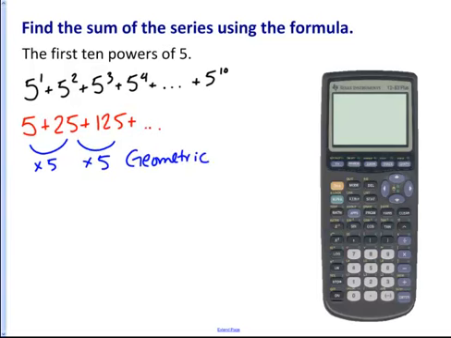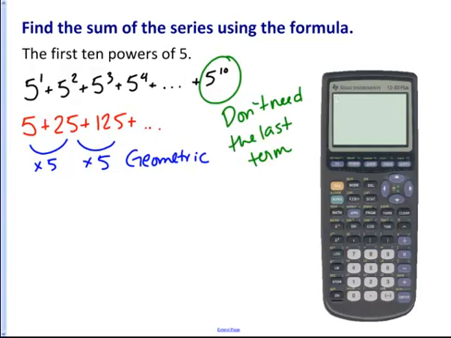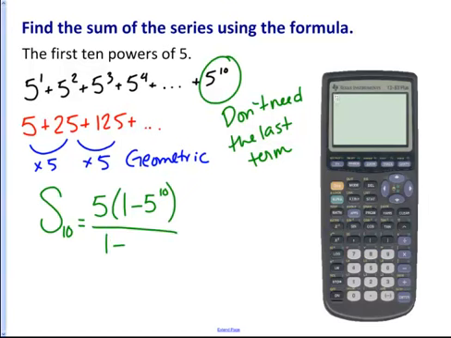Because it's geometric, the nice thing is we don't actually have to find the value of 5 to the 10th. The only things we need for the formula are the first term and the common ratio, and then the number of terms that you're adding up. So we'll use that formula. The sum of the first n terms, which is 10, is equal to the first term times 1 minus the common ratio to the nth power, all over 1 minus the common ratio. And you can enter all that into your calculator to solve. 5 to the 10th, do 1 minus that, multiply it by 5, and then divide by negative 4.